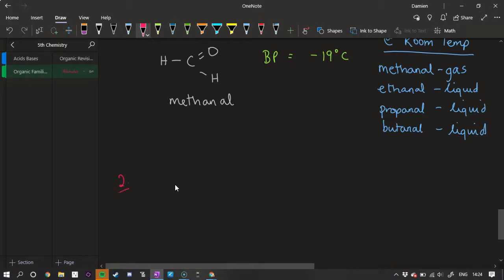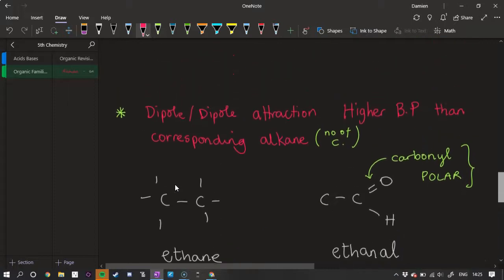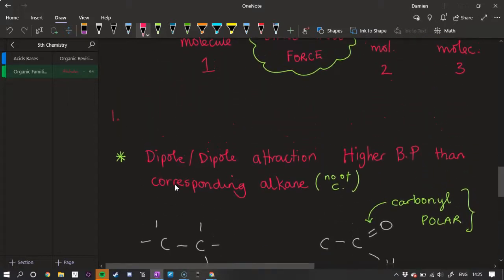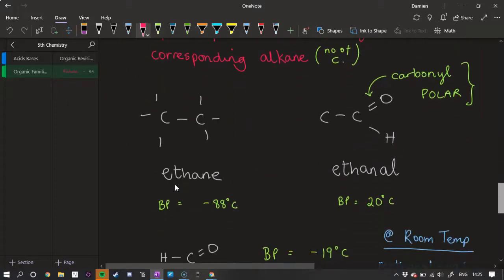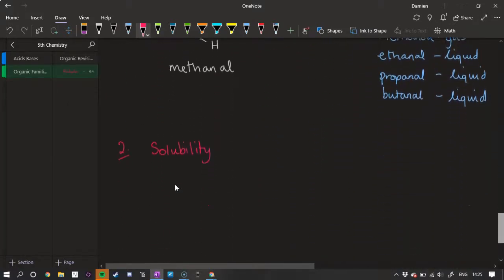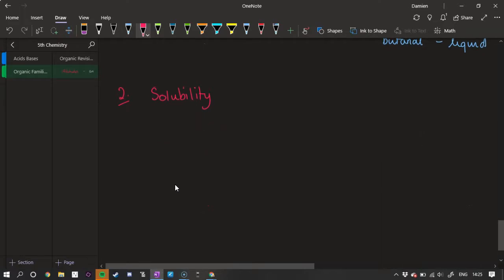The second one that we're going to have a look at is solubility. And we have to look at these for all these organic compounds. So we've looked at 1, boiling points. That's the first physical property we've looked at. Now we're going to move on to 2, which is solubility. So generally we test solubility in 2 compounds. We look at it in water and then we look at it in other organic compounds. So let's start with the solubility in water.